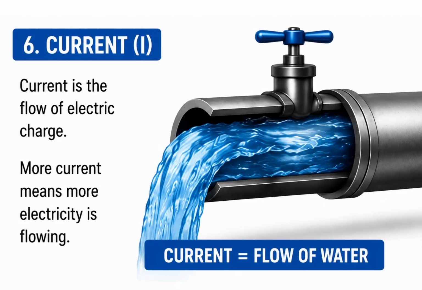And as for the current, it is the flow of electric charge. More current means more electricity is flowing. So in the case of the water analogy, the water itself is the flow. The flow of water is the electric current.